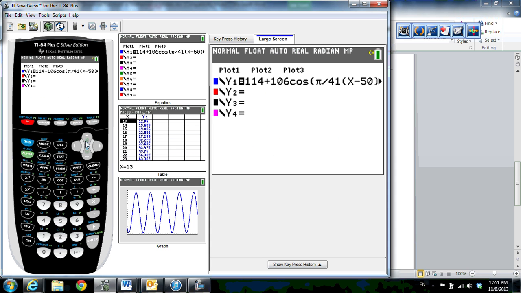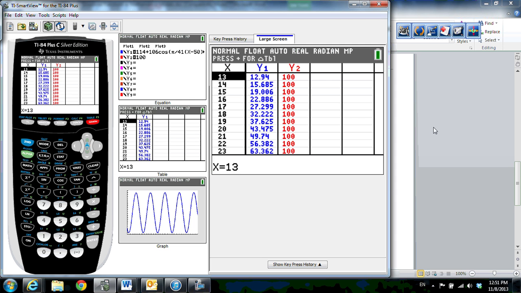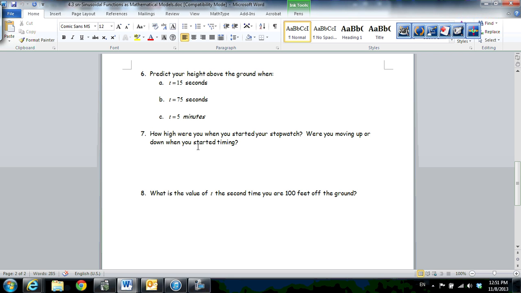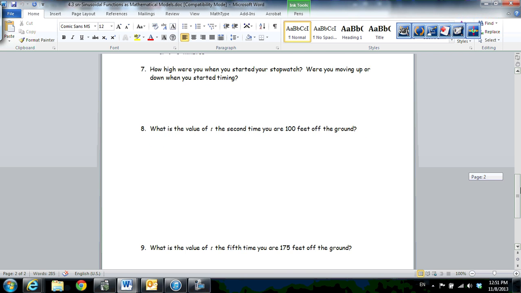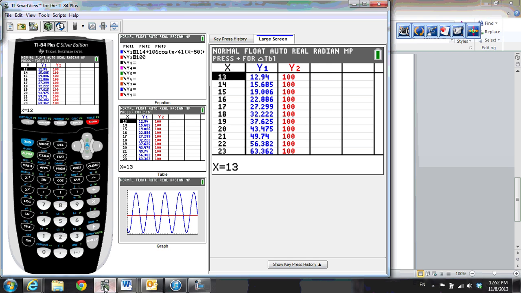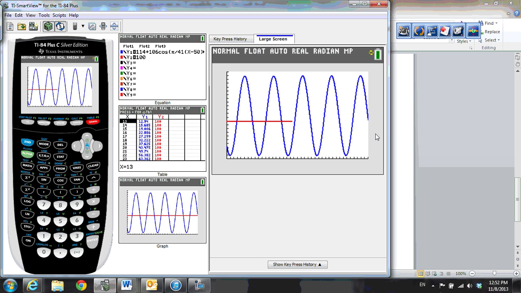And then finally, the last two, this is the other part of yesterday's lesson where it wants to know, okay, what's the second time we're at 100 feet, and then the fifth time we're at 175. So I go on my graph and I look, I got a horizontal line there. I want the second time it's 100, so I'm going to do second trace, go to 5, hit enter again, and now I'm going to arrow over all the way to the second time that it reaches that point. Boom. So at 72.229 seconds.